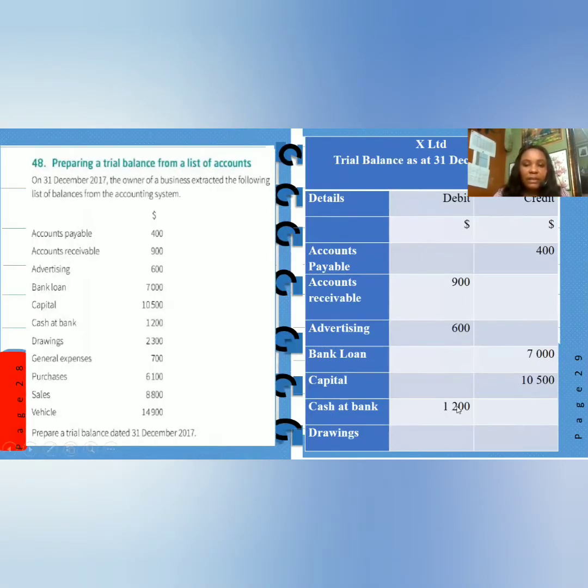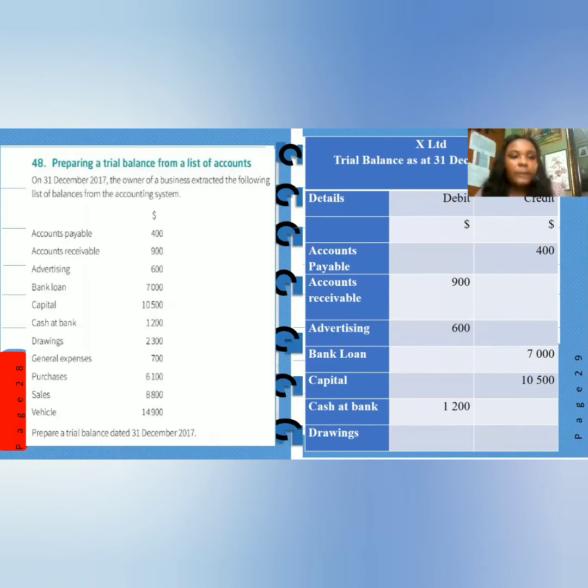So let's repeat so far. So we have from the list of balances we are trying to do our trial balance. And so we have to decide now from this list what belongs on your debit side, what belongs on your credit side, and based on your knowledge of accounts, then you should be able to pick this up.